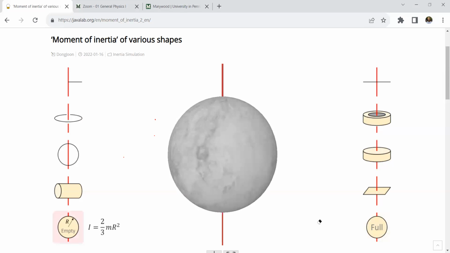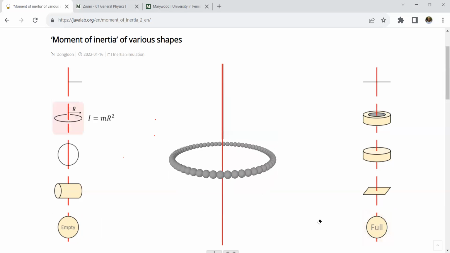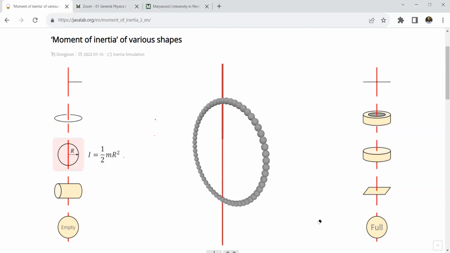If the inside is empty, then the moment of inertia is 2/3 mr square. If it is solid, it is 2/5. Another thing I want to show is this ring. For this ring it is mr square if it is rotating about its center, but if it is rotating about this, it's different.